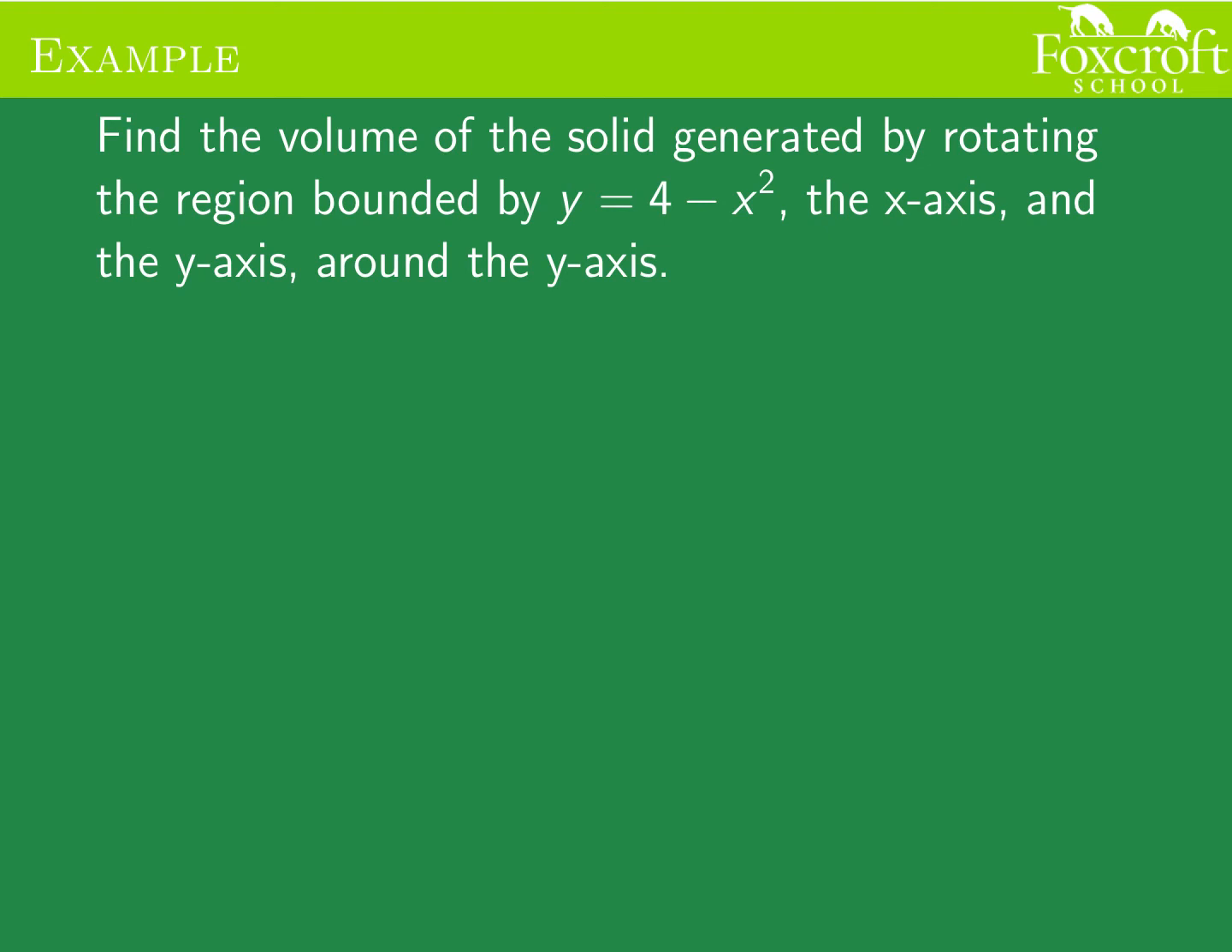All right, so find the volume of the solid generated by rotating this region bounded by the x-axis and the y-axis. So let's draw a picture first. 4 minus x squared is going to be an upside down parabola, and we want it to be bounded by the x-axis and the y-axis. We're looking at this area here.